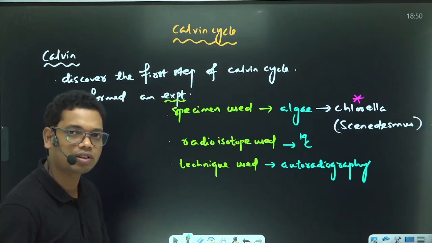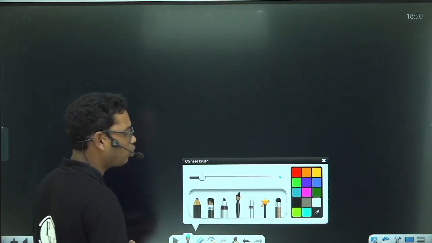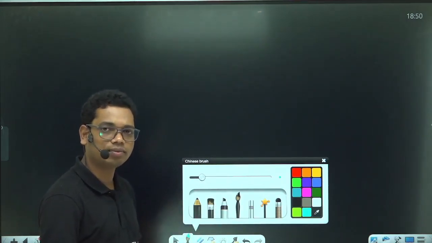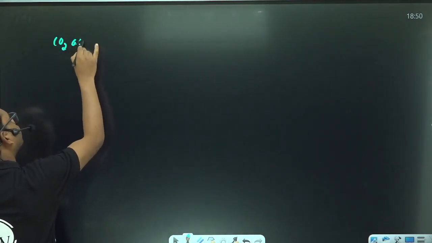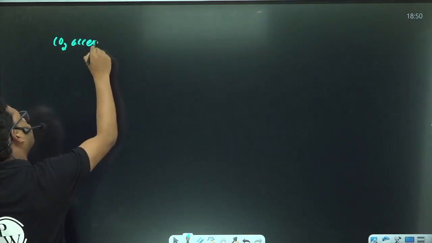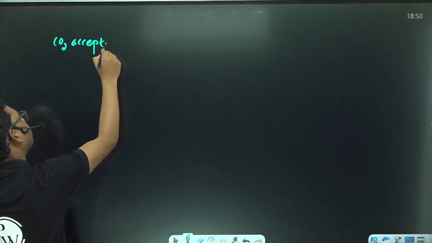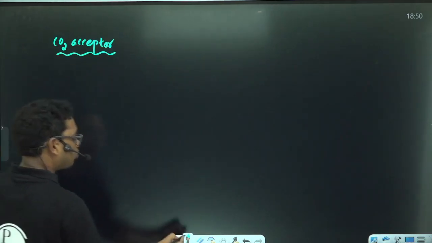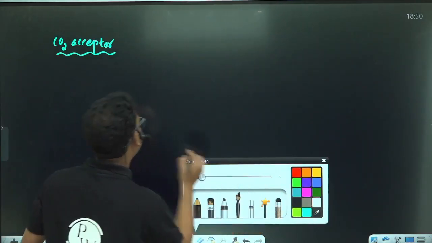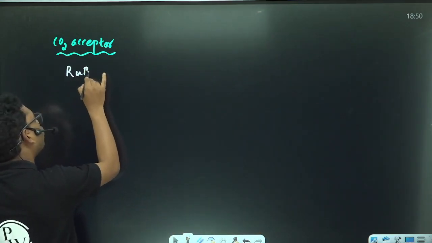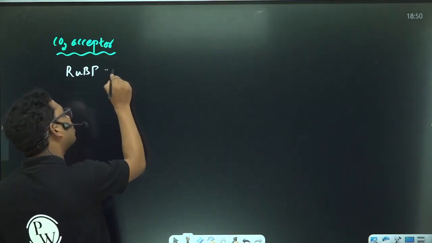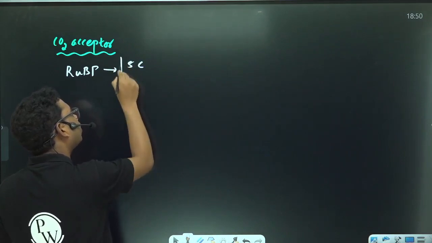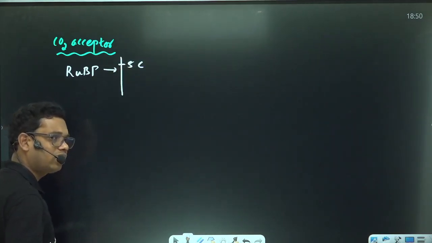Before learning that, we should know something about the enzymes and the CO2 acceptor involved in the Calvin cycle. Let me write here about the CO2 acceptor of Calvin cycle. So we are talking about everything with respect to Calvin cycle. The CO2 acceptor in Calvin cycle is RuBP, ribulose 1,5-bisphosphate, and this is a five carbon containing compound.